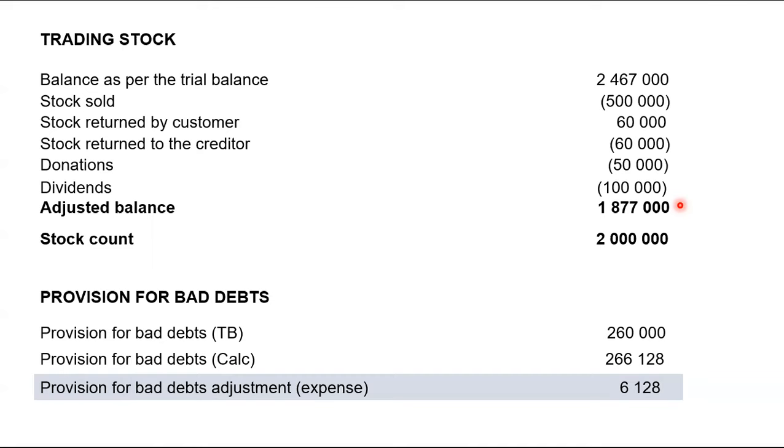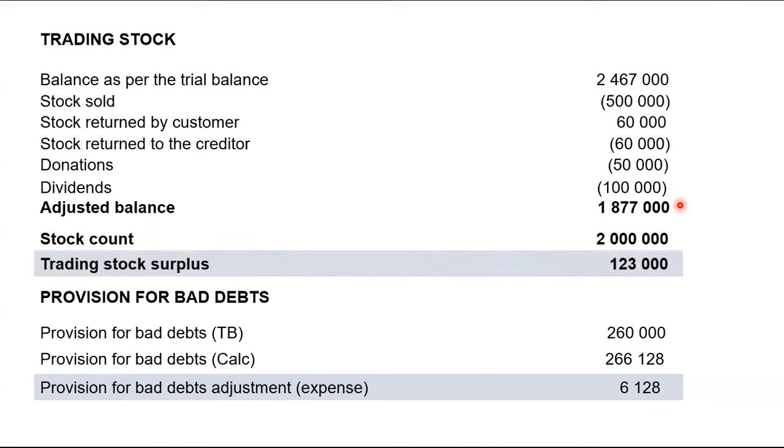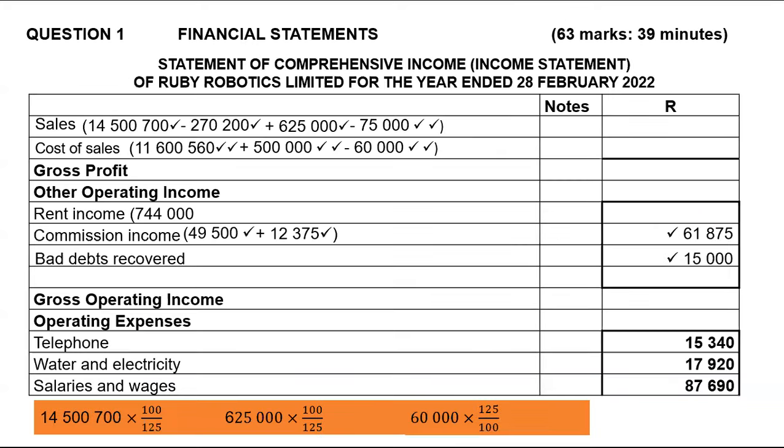And notice that the one that we counted is more than the one that we recorded, meaning that the one that we recorded must go up. When your asset goes up, that amount that makes your asset go up, we record it as trading stock surplus, which is 123,000. It is 2 million minus 1,877,000. Trading stock surplus, we're going to record it under operating income as trading stock surplus. Put the workings in brackets.